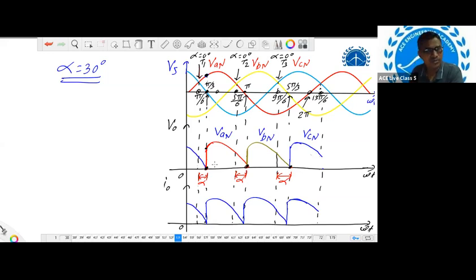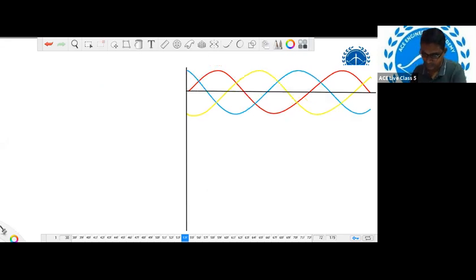Now suppose alpha is greater than 30 degree, what will happen? Let us discuss. So let me write, if alpha is greater than 30 degree, what will happen, right?